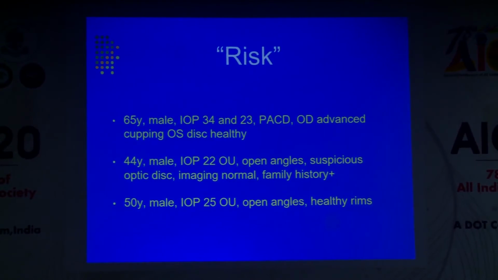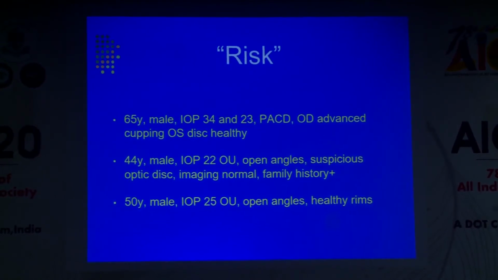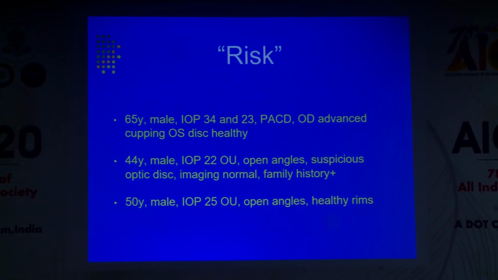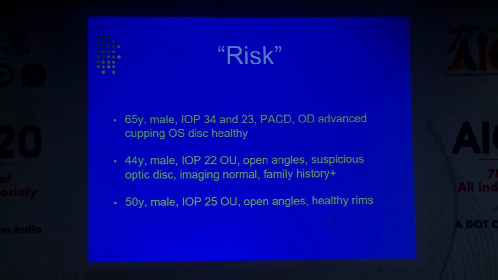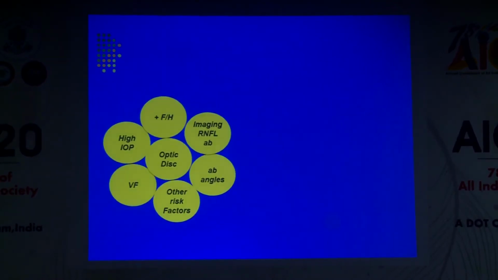If you look at a 65-year-old male, IOP of 34 and 23, angle closure, one eye has an advanced glaucoma, other eye's disc is healthy. He has a certain risk of progression in the left eye. Look at a 44-year-old male, IOP is only 22, open angles, suspicious looking optic disc, but very strong family history. So he has probably a risk which is a little lesser than the first one. Look at a 50-year-old male, IOP is only 25, open angles, healthy rims, no family history, no risk factors. That will have a lower risk. So you have to quantify the risk among these different subgroups of patients to find out the amount of risk for each of them.